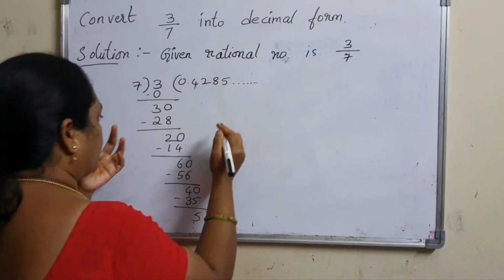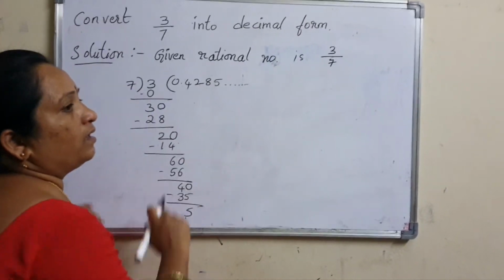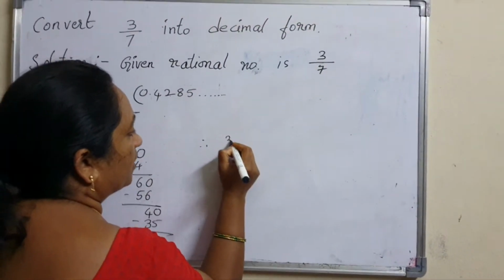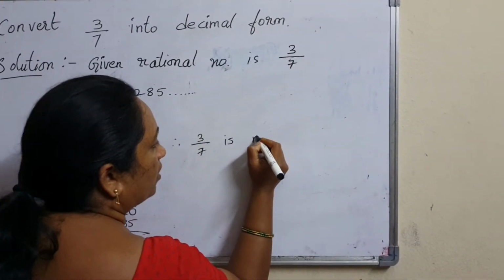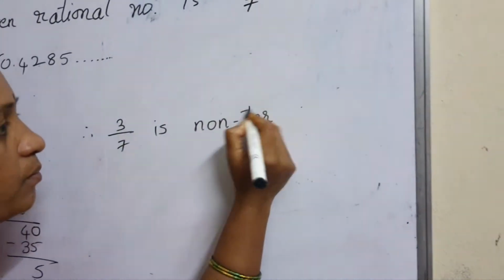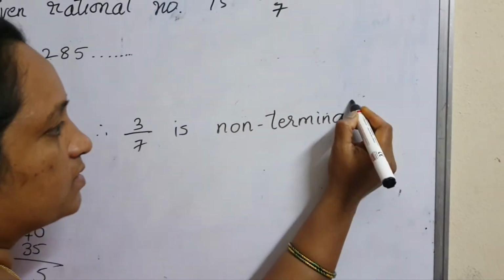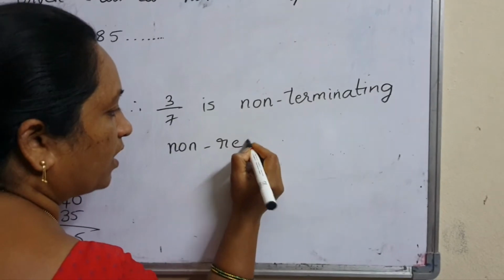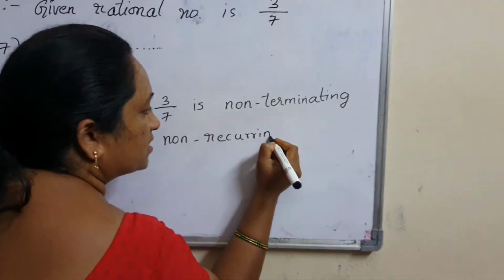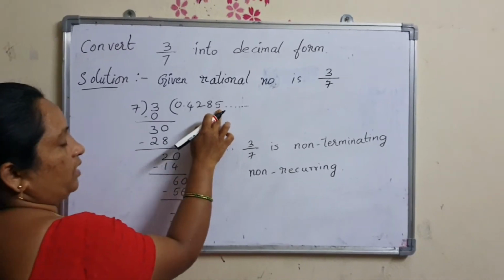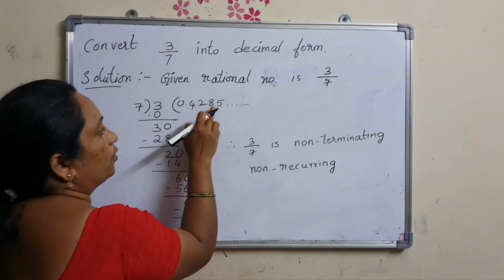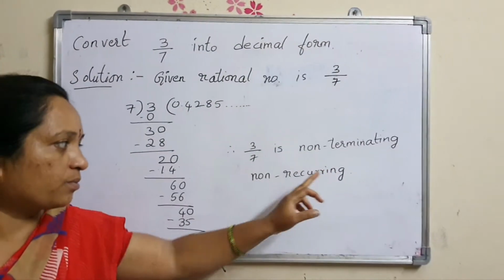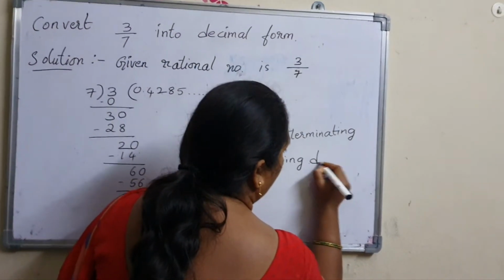This is called a non-terminating decimal. Therefore, your 3 by 7 is non-terminating. Non-terminating means the division is not stopping. Non-recurring means here the same digit is not repeating in the quotient. 4, 2, 8, 5. Like this, we are getting different digits. So here 3 by 7 is a non-terminating, non-recurring decimal form.